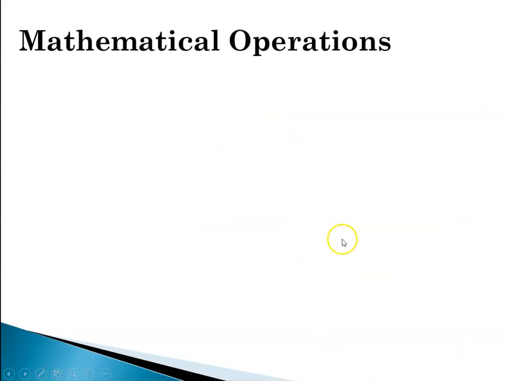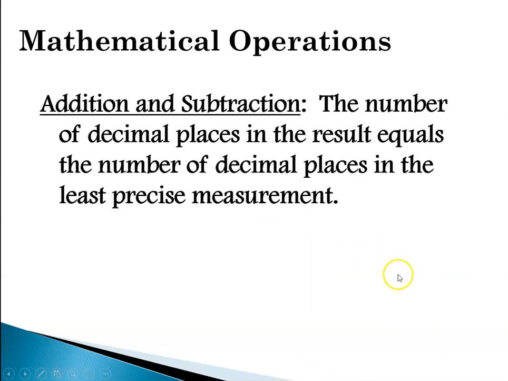So now let's talk about some more mathematical operations. And now we're going to talk about addition and subtraction. So it turns out that the way we round for addition and subtraction is different than the way we round for multiplication and division. So in addition and subtraction, the number of decimal places in the result equals whatever number in the measurement had the least precision. So it's going to be the number that had the fewest decimal places.